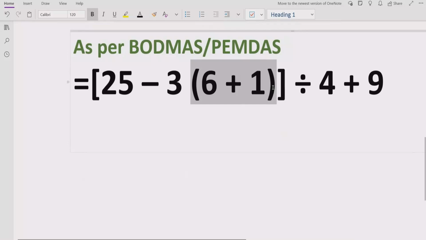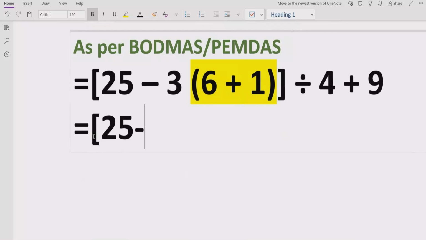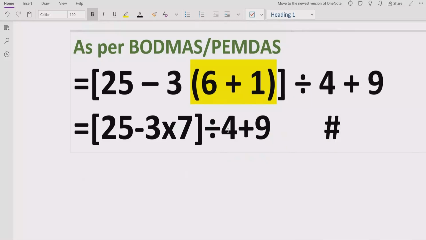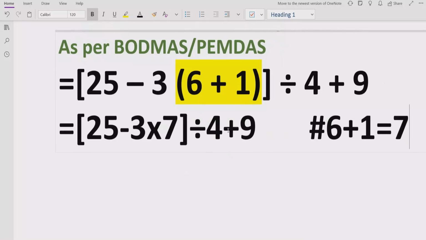So now we have to solve this one. First, inside the bracket, we have to solve the inner bracket, 25 minus 3, and it becomes 6 plus 1... and 7, where we do not have any sign here, but it is implied multiplication. So that's why we will write the multiplication sign. 6 plus 1 is 7, square bracket divided by 4 plus 9. And here we have to give the reference: 6 plus 1 equals 7.